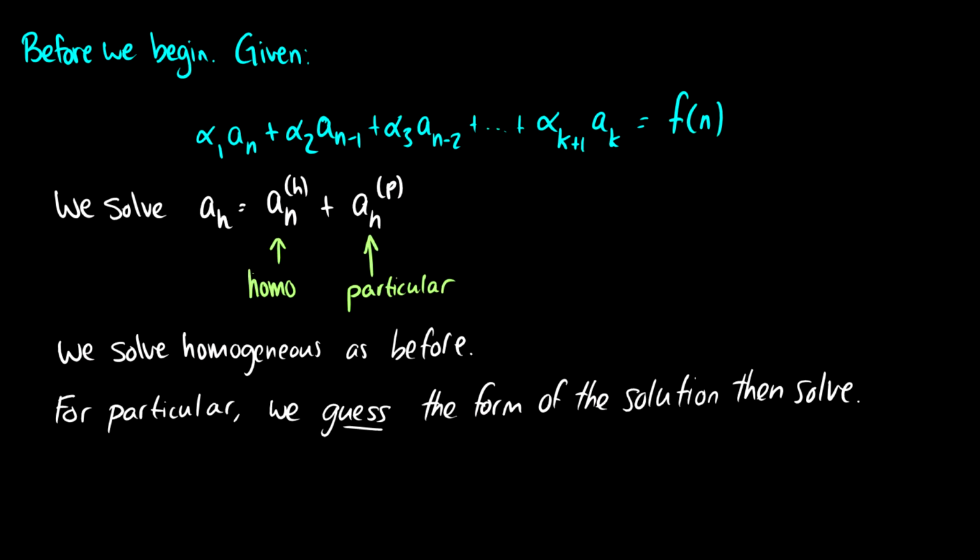Well, before we begin, we should probably take a look at the general strategy. When we have this long recurrence relation, it's just coefficients times terms, to however many terms it goes to, equal to some function of n. So for instance, 3 to the n is a function of n. Then what we do is we split it up into two parts. We get our homogeneous solution, and then we add the particular solution.